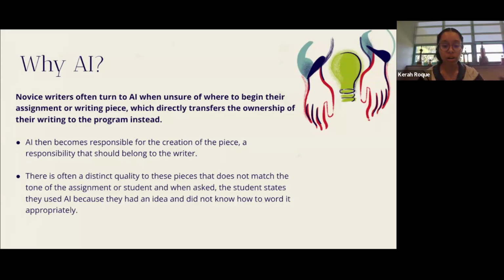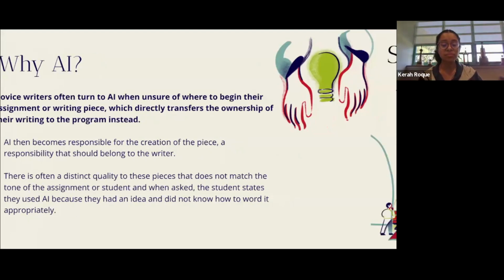There's often a distinct quality to these pieces that does not match the tone of the assignment or student, and when asked, the student often states that they used artificial intelligence because they had an idea and simply did not know how to word it properly. This distinct quality is especially seen in the voice of the writer, considering that voice in comparison to how the student actually communicates verbally or in other academic settings, because the voice of this writing is actually the voice of the artificial intelligence, often coming across as overly formal or unfamiliar with the topic at hand, which would not be the case if the student was organically coming up with these ideas themselves.